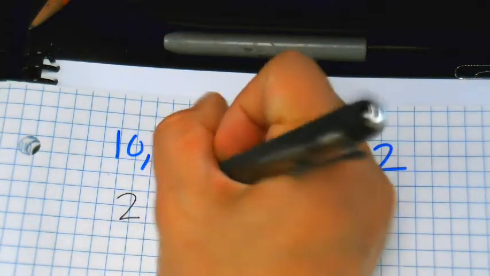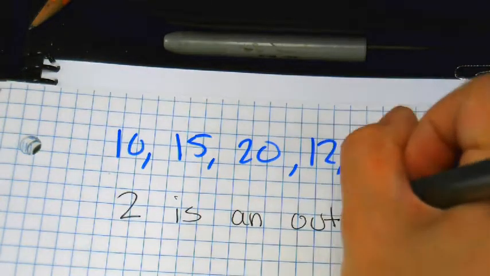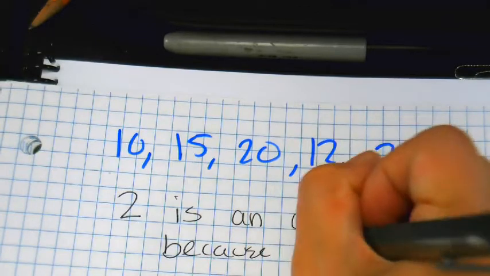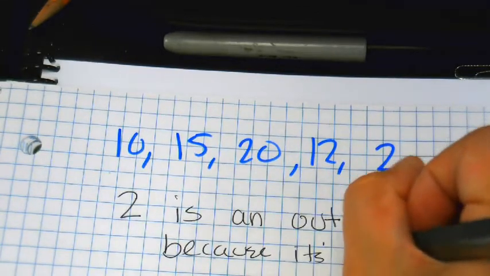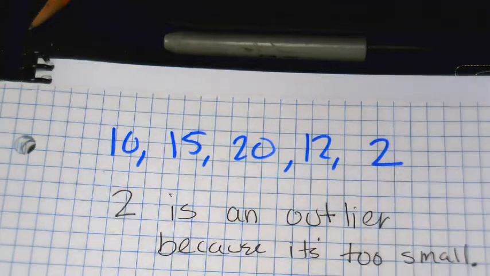2 is an outlier because it's too small. Yeah, I'm writing, so when I look up, you should all be writing.